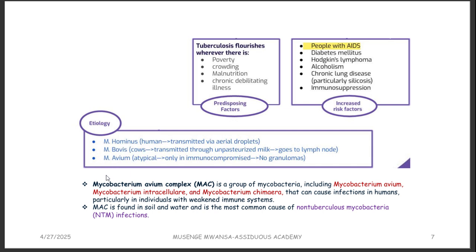And then you have Mycobacterium avium. This one is atypical. It is only in the immunocompromised. If you have the Mycobacterium avium complex, we call it MAC. Here there is no granuloma formation. For the MAC, there are different types or strains of Mycobacterium. You have Mycobacterium avium, Mycobacterium intracellulare, and then Mycobacterium chimera.